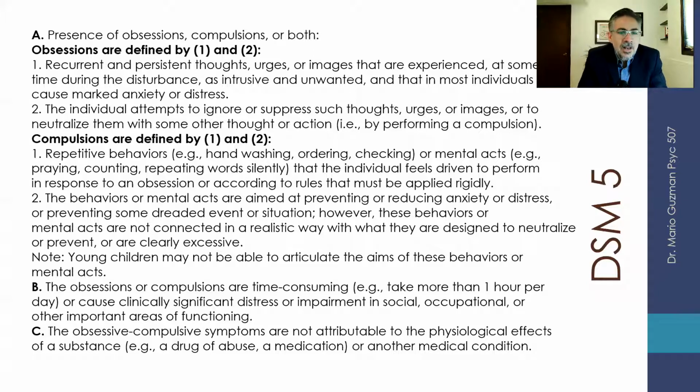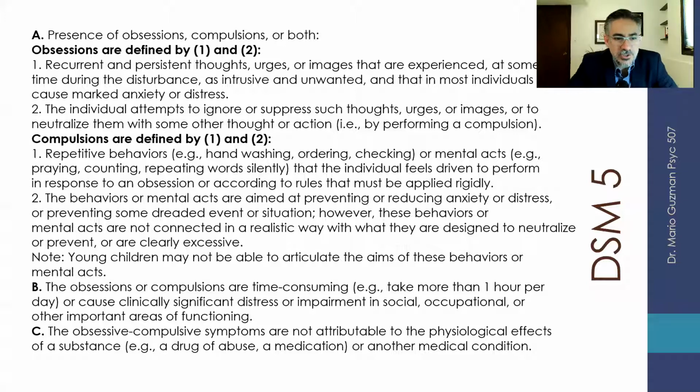It seems so. All right, criteria A, presence of obsessions, compulsions, or both. So you cannot have a diagnosis if they don't have at least obsessions or compulsions or both of them, okay? Now, what are obsessions and what are compulsions? So obsessions are cognitions that are bothering and activating the anxiety of our client. And compulsions are behaviors, sometimes also cognitions, to try to decrease the level of anxiety that the obsessions have caused in the patient. So let's see what the DSM is telling us.